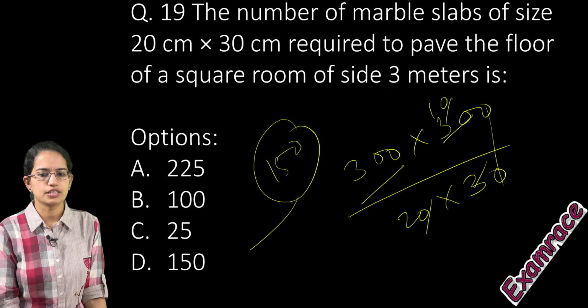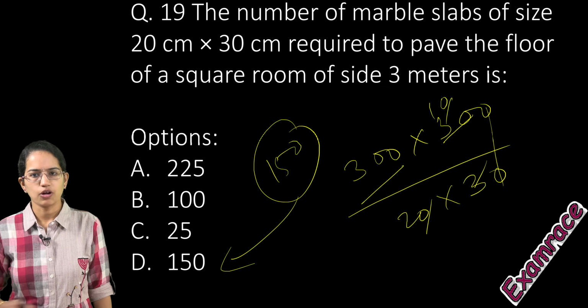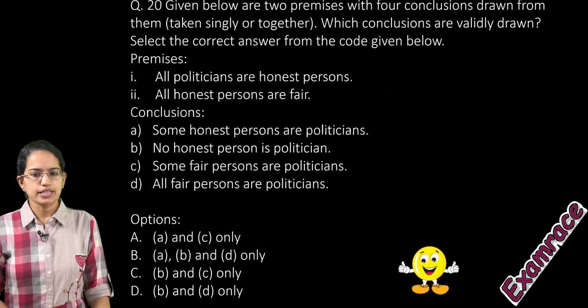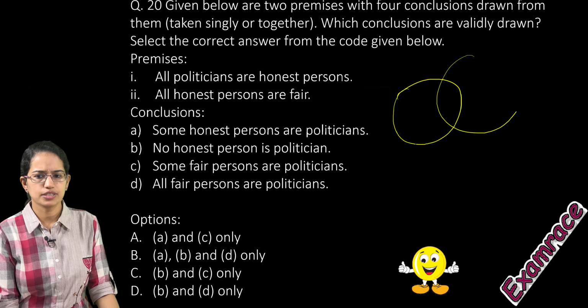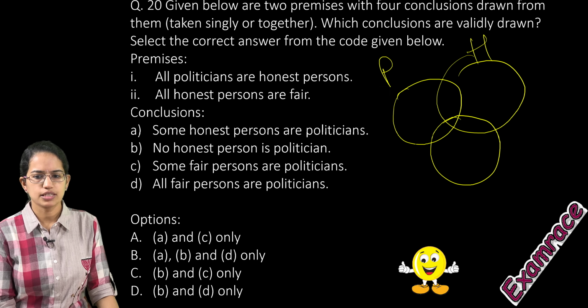So 150 such marble slabs would be required to cover or pave the whole of the room. The next question is a question on syllogism. You have 3 circles that are there, okay. You have politicians, honest and fair.